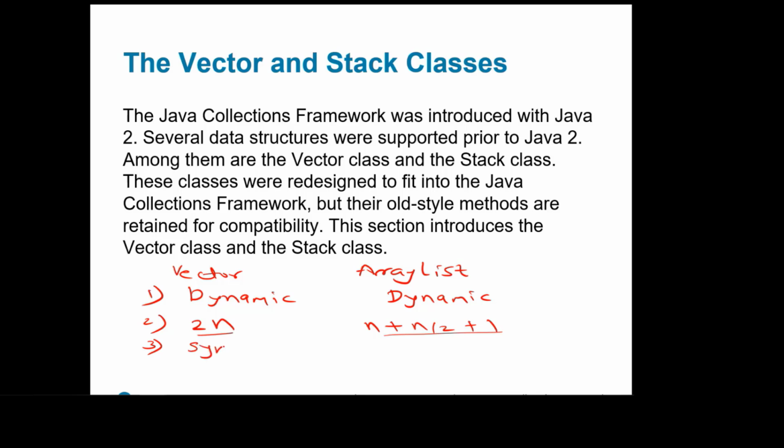This vector allows for synchronization. So it checks that the value is available, and only then does it give access. Whereas in array list, we don't really check. For whatever functions we are using, I think mostly we will use array list. So there are some differences.